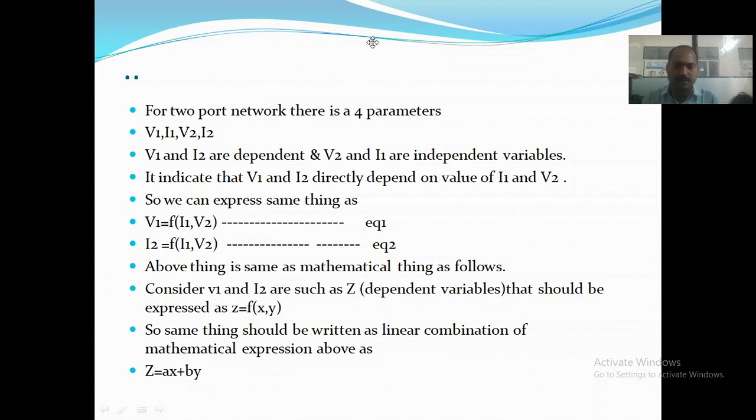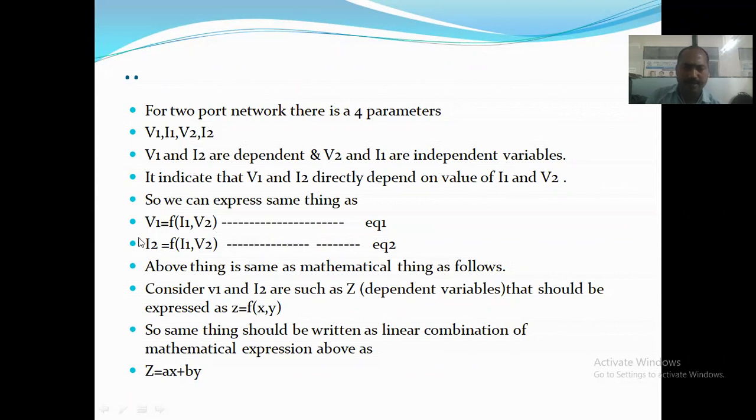Yes, sir. Okay, right. So this indicates V1 as a function of I1 and V2, and I2 as a function of I1 and V2. Whenever we see V1 as a function of I1 and V2, or I2 as a function of I1 and V2, it is one form of a mathematical equation, right? Any mathematical equation coming in this form, the V1 and I2 should be considered as the dependent variable.